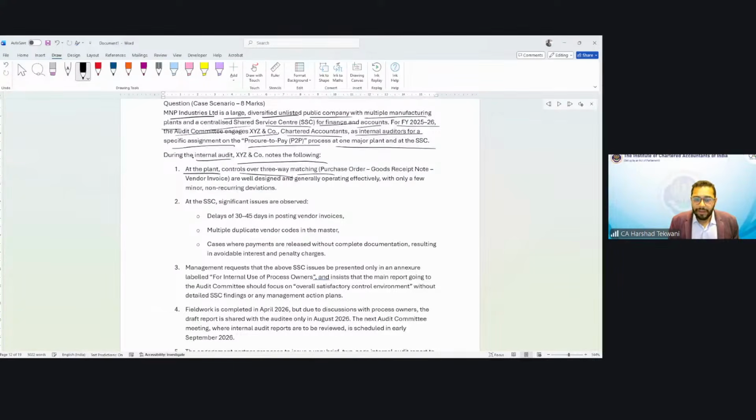At the plant, controls over three-way match are well designed and generally operating effectively with only few minor non-recurring deviations. At the SSC, significant issues were observed. Delay of 30 to 45 days in posting vendor invoices, multiple duplicate vendor codes, cases where payments are released without complete documentation, resulting in avoidable interest and penalty charges. Management requests that the above SSC issues be presented only in an annexure labeled for internal use of process owners, and insists that the main report going to the audit committee should focus on an overall satisfactory control environment without detailed SSC findings or any management action plan.